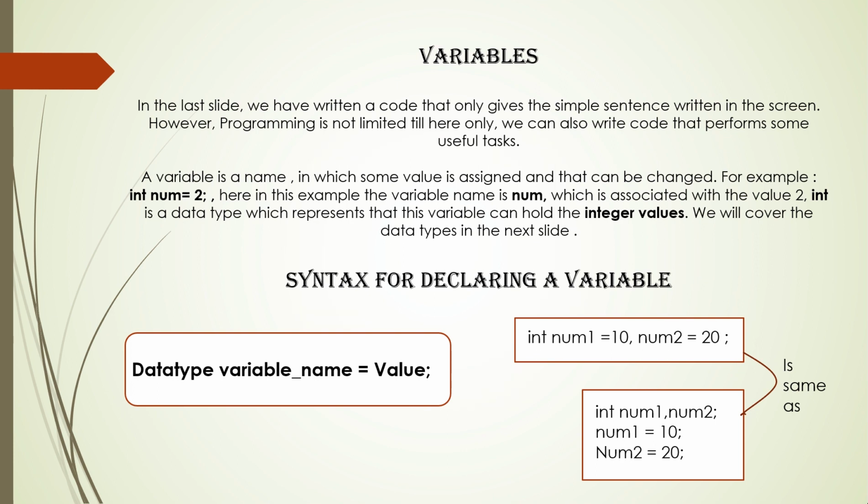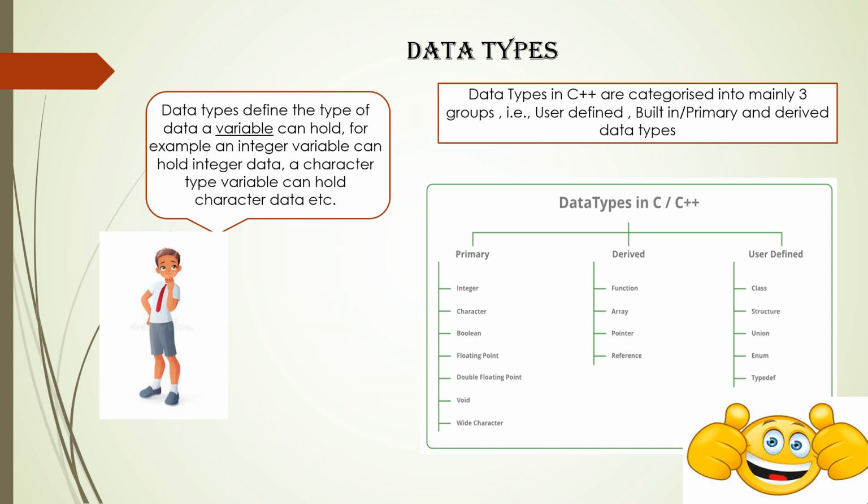Now next comes the data type. And I think till here you all get some idea of what the data type is. Data type defines the type of data a variable can hold. Example, integer type can hold an integer value, character type can hold a character value, and likewise it will go on. In C++, data types are categorized into mainly three groups: user-defined, built-in or primary, and derived data types. As of now, as this is our initial stage, we will only look into the primary data types first, and that includes integer, character, boolean, floating point, etc.